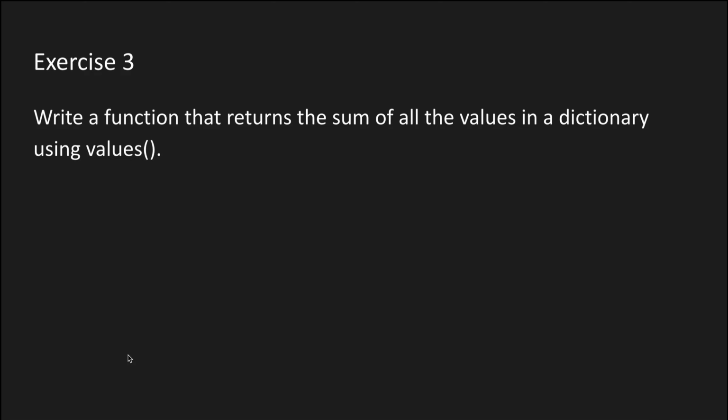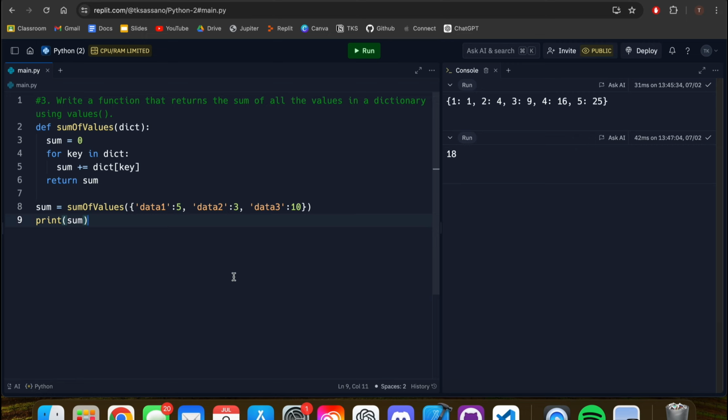Write a function that returns the sum of all the values in a dictionary using values. So we're just going to modify this. Instead of taking the keys and summing them based on those keys, we'll simply access the values directly by calling dot values, and we'll just add that value to the sum instead. So if we run this, we get 18 again.